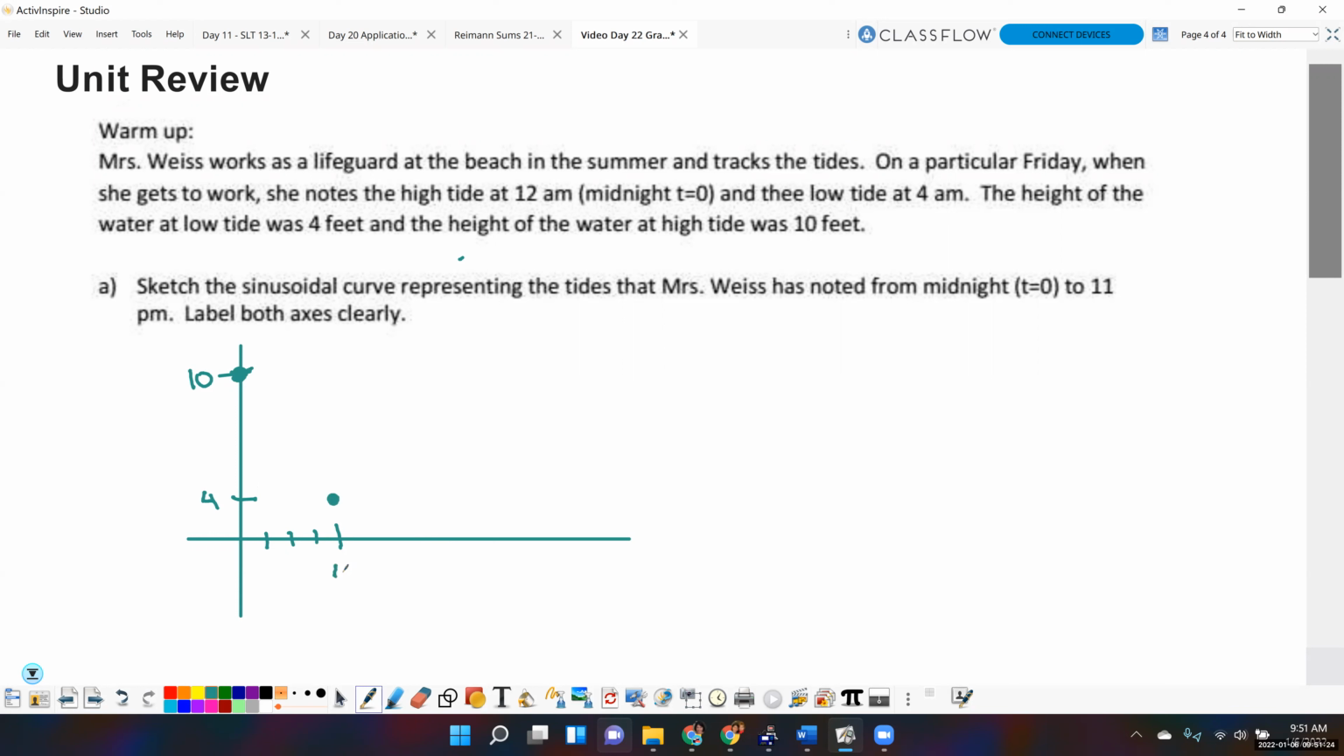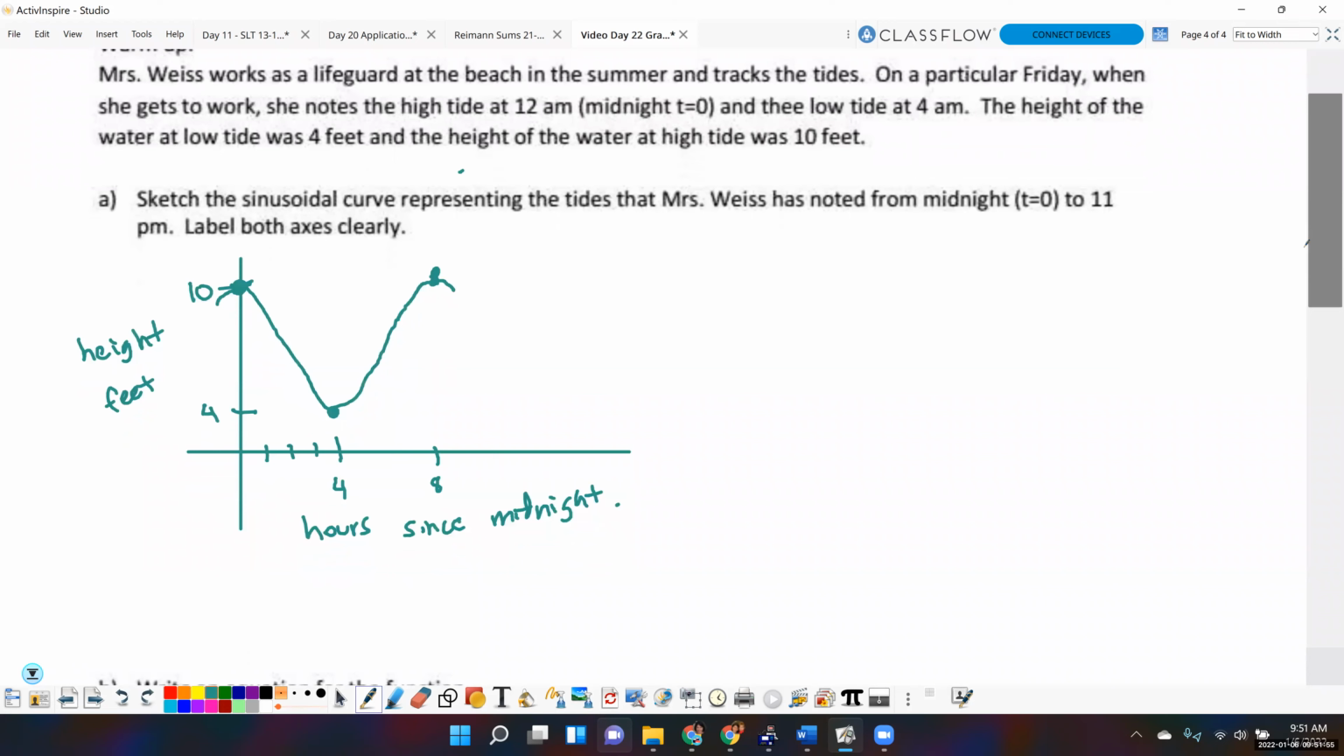And that means that if this is 4 a.m., that means at 8 a.m., we would be back up at high tide. So we know this is the height in feet. And this is hours since midnight. And if I was a guessing person, I would guess that letter B is going to ask me to write the equation.